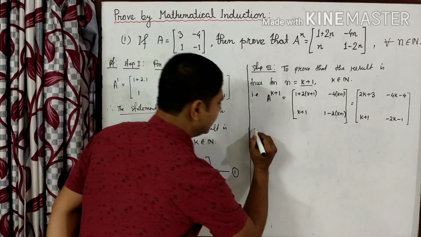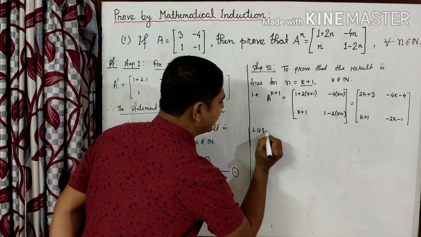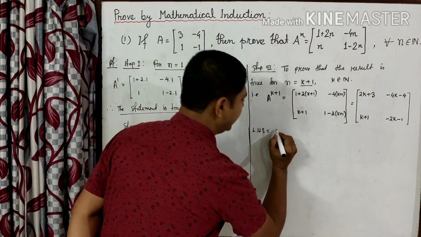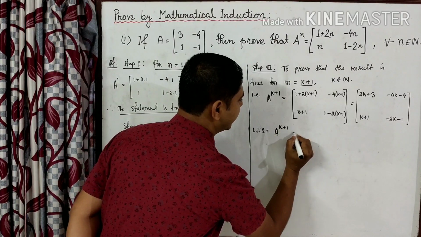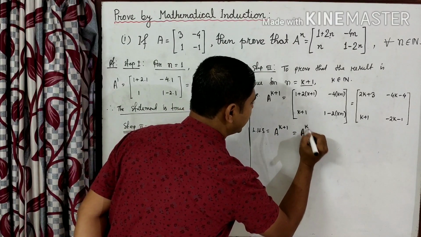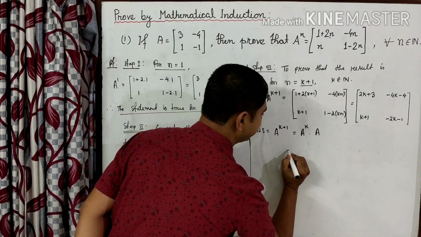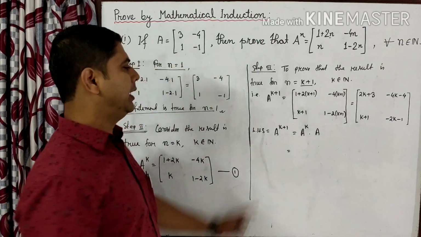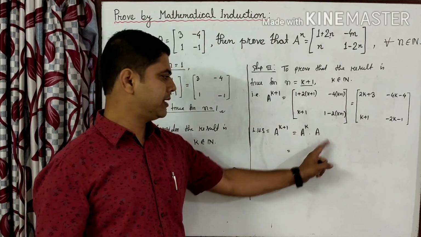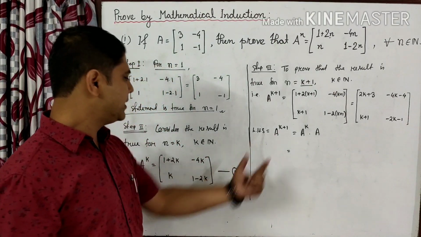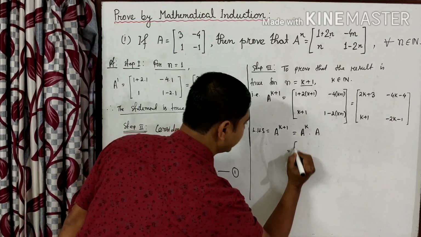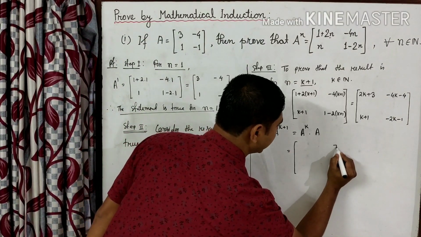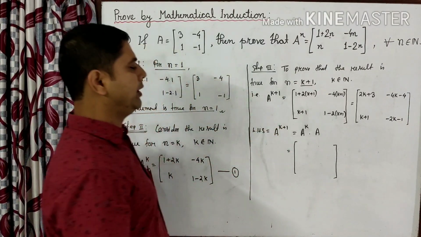Now, to prove it, we consider the left hand side part, A to the power K plus 1. This can be written as A to the power K into A, same base. Then what is the value of A to the power K? With the help of equation 1, we put the value of A to the power K.